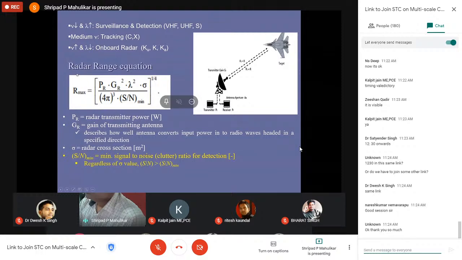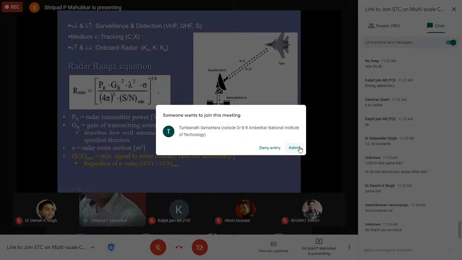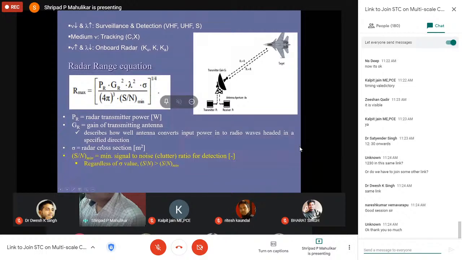So this is the standard radar detection range equation. The maximum range, the radar detection range, is given by all these parameters. I would like to just touch upon some of the important points. PR is the radar transmitter power, and GR is the gain of the transmitting antenna. It describes how well an antenna converts input power into radio waves headed in a specified direction. So it's the gain of the transmitting antenna.